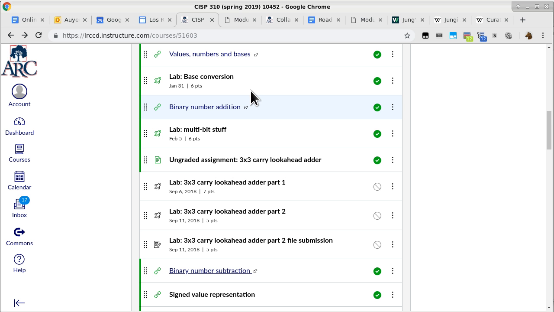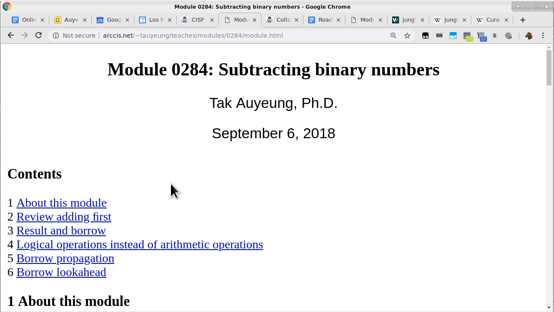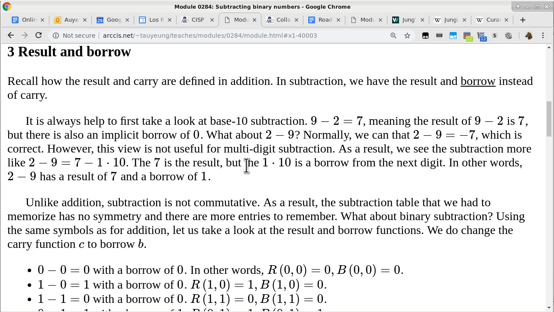Binary subtraction is a pretty short module by comparison, okay? The concept of subtraction is borrow. Instead of carry, you got borrow. All right. So the first paragraph, let me just highlight the paragraph here. This paragraph is a quick review in base 10, just to remind you, what is the concept of borrow? So let's go ahead and check it out.